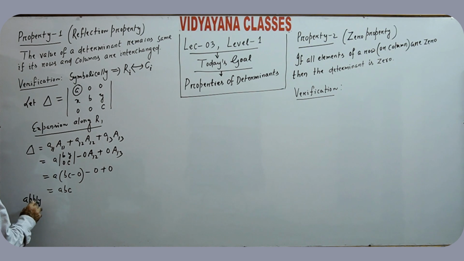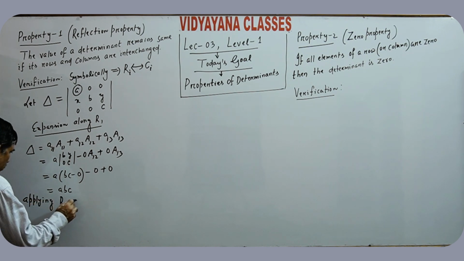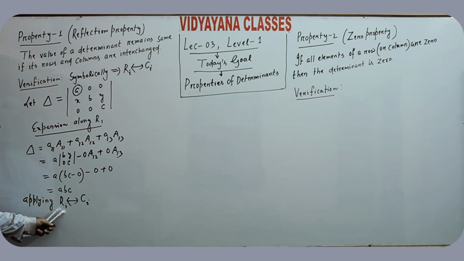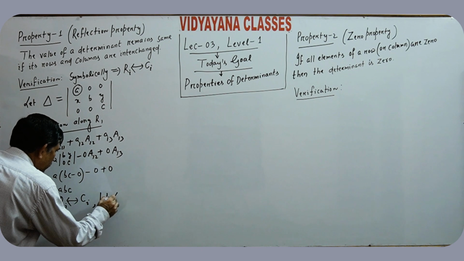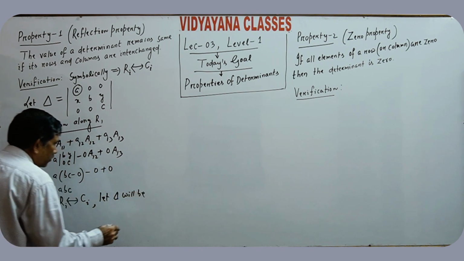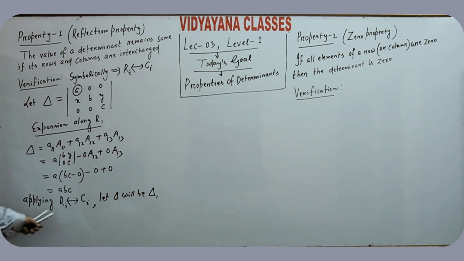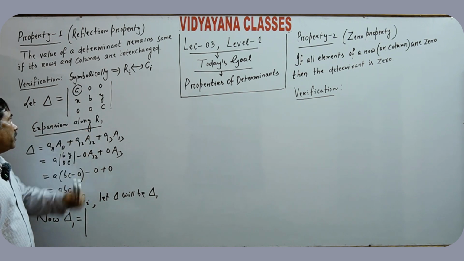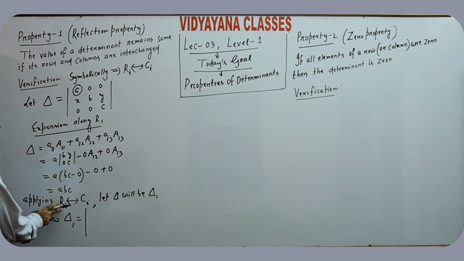Apply: the ith row is replaced by the ith column and the ith column is replaced by the ith row. That means the first row will be the first column, the second row will be the second column, the third row will be the third column. Let the new determinant be del 1. Applying this concept, del 1 is equal to: the first row is replaced by the first column and the first column is replaced by the first row.